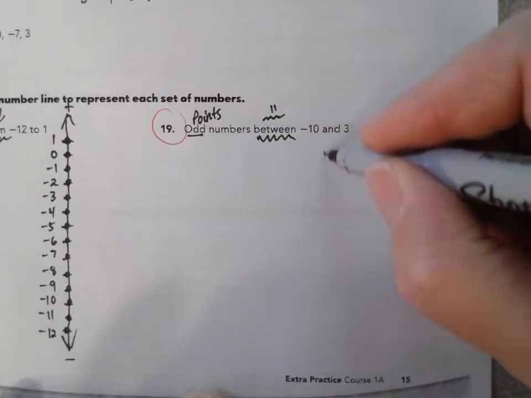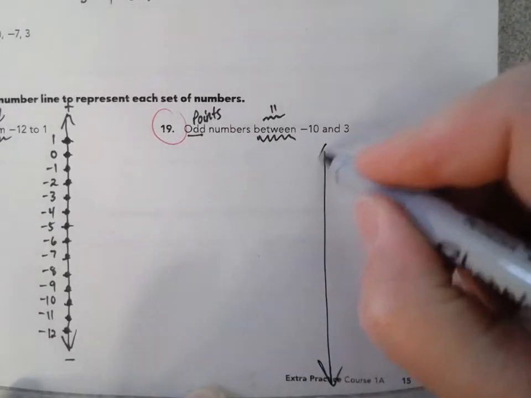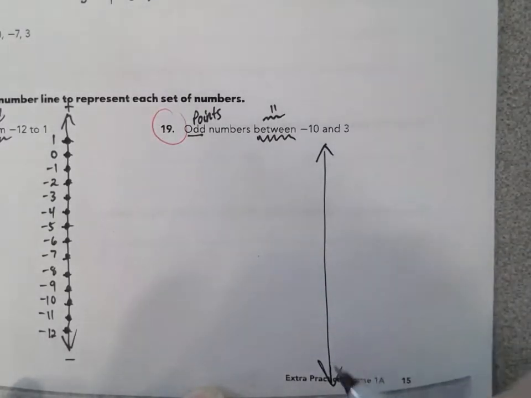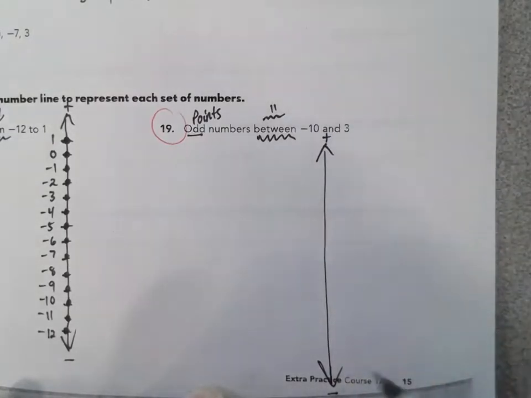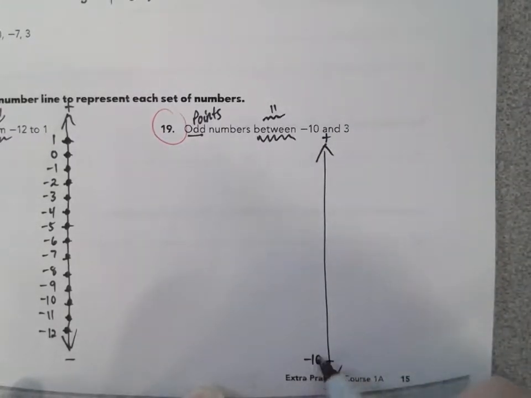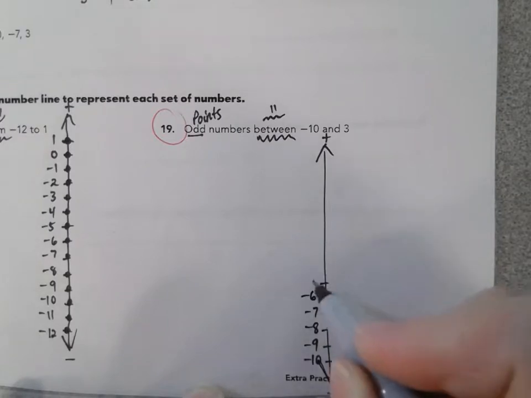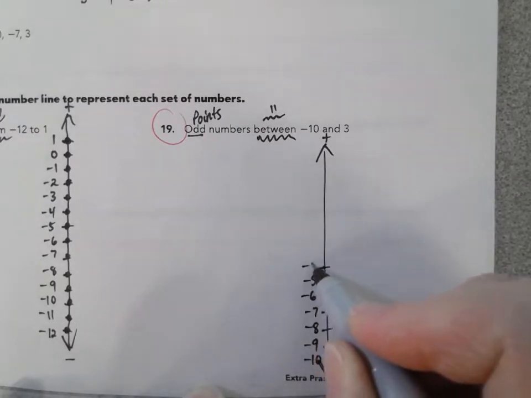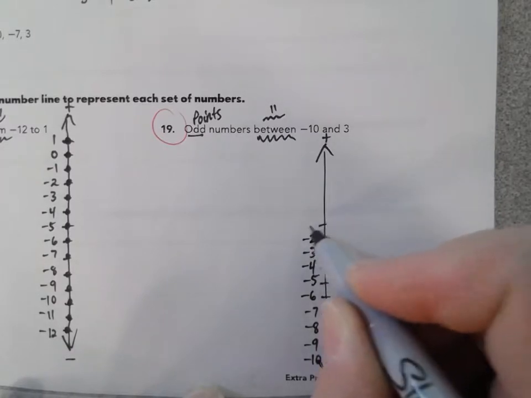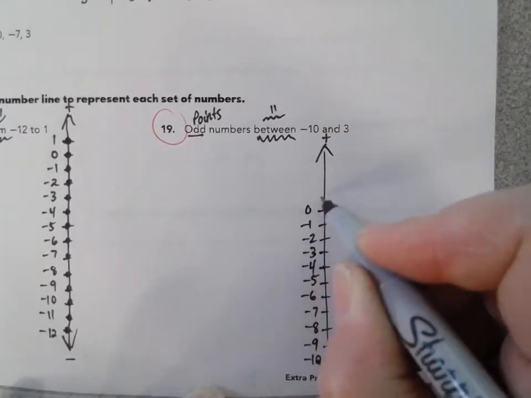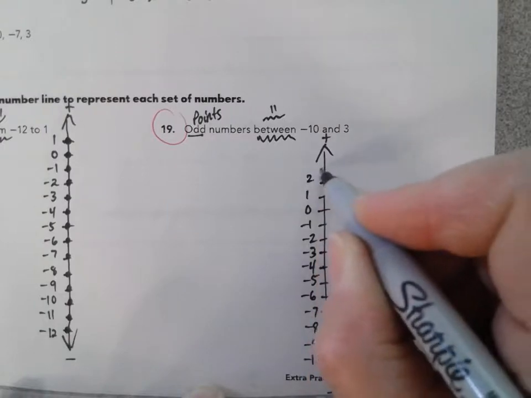-10 to +3. We're moving vertically, and -10 is the smallest. It's going to be down here at the bottom with my negatives. +3 has to be up here with my positives. And I'm going to try to squeeze these in to make them fit. -9, -8, -7. These don't look as negative as I get closer to 0, do they? I'm moving up the number line, and they're looking less and less negative. 0, 1, 2, and +3.